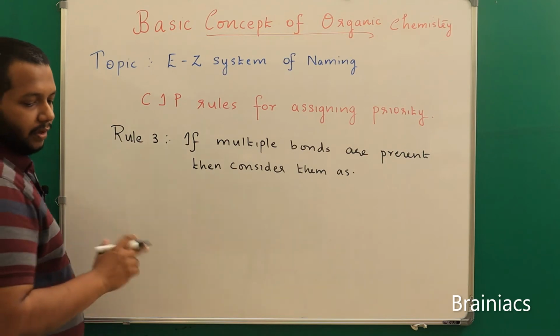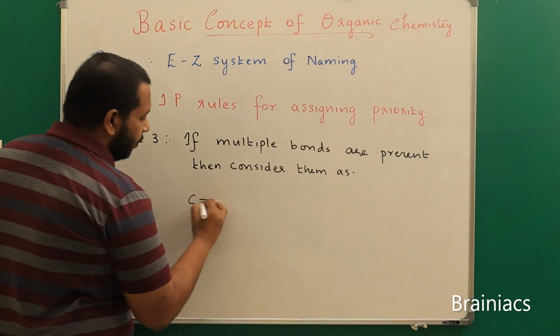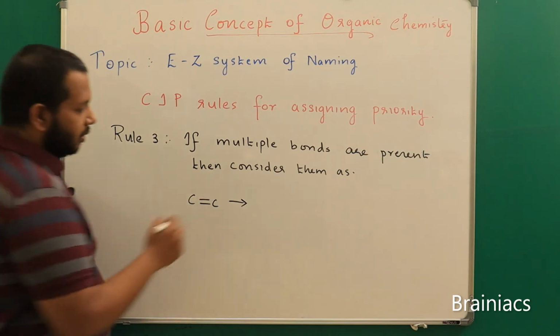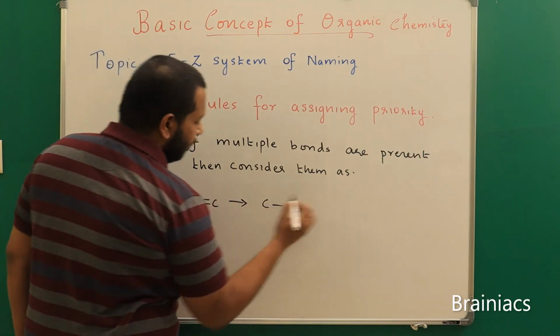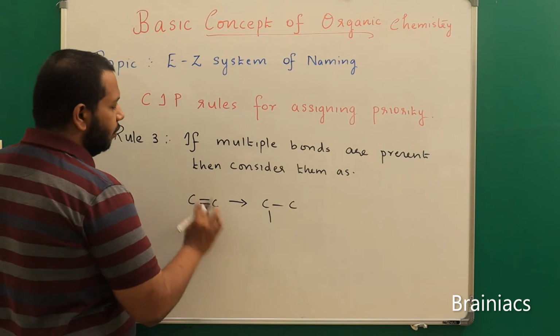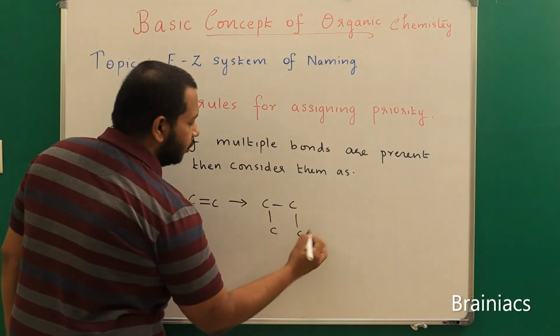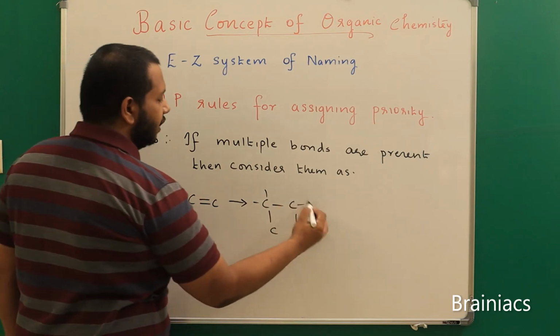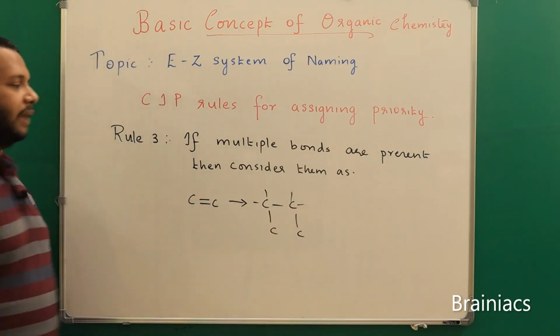For example, you have carbon double bond carbon. In this case, how do you need to take it? You need to consider it like C single bond C. Since there is a double bond, you need to connect to another carbon also. This is the way you need to take it. You need to expand like this.